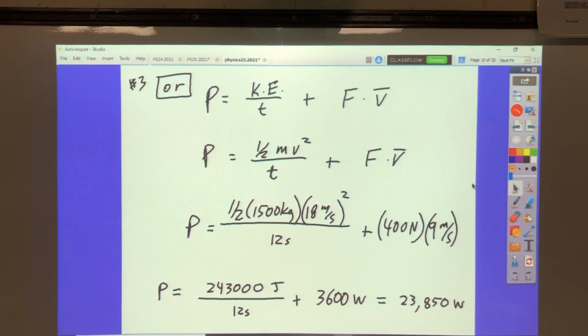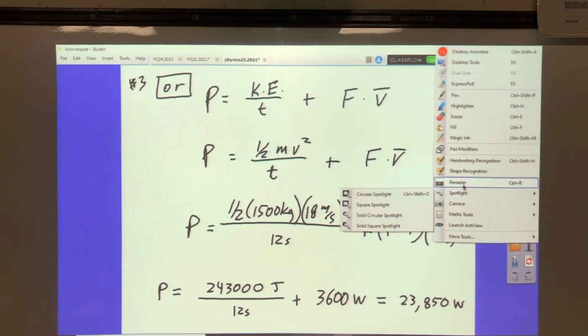Number 4, a rain cloud contains 2,660,000 kilograms of water. How long would it take for a 2,000 watt pump, 2 kilowatts, to raise the water to the cloud's altitude of 2 kilometers? Well, it'd take a while. There's a lot of water up there. It's way up.